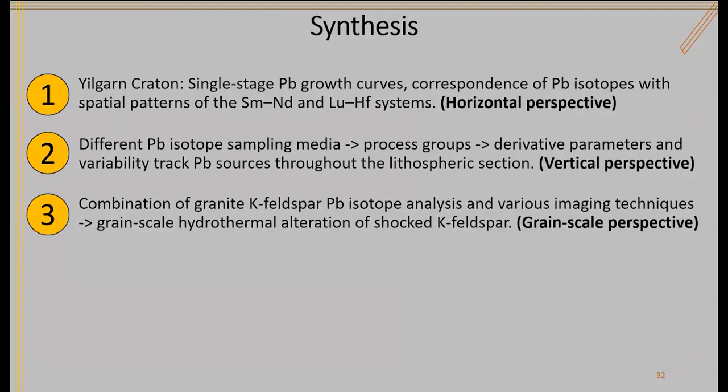And by combining detailed imaging of shock K-feldspar with lead isotopic analysis, we can gain information on cryptic grain-scale hydrothermal alteration in a sample from the Yarrabubba impact structure. That's the grain-scale perspective.